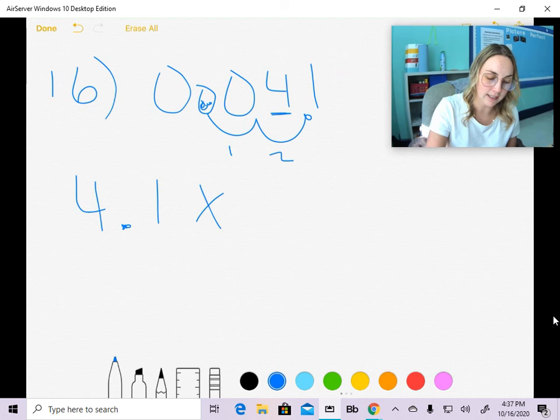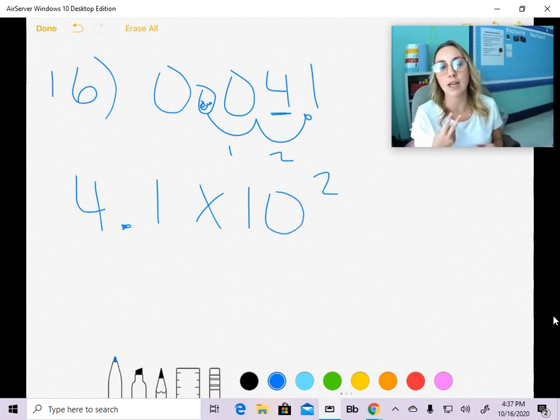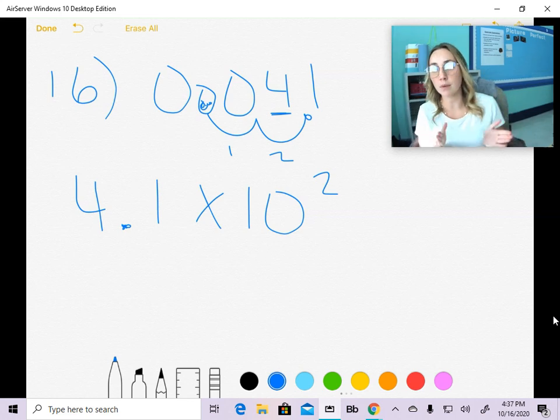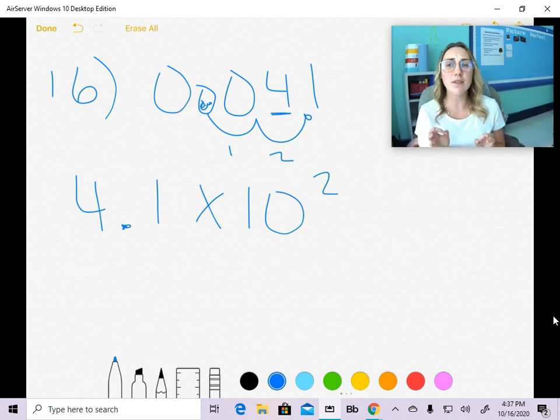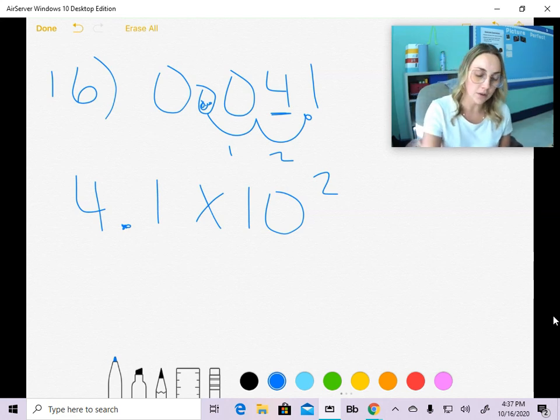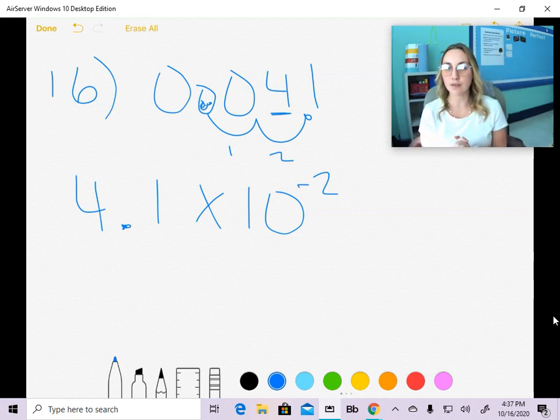Again, we moved the decimal 2 times. So we're going to multiply this by 10, and then we're going to put a 2 as the exponent because we moved it 2 times. But remember, this was a small number that we turned into scientific notation, and we moved the decimal to the right. So the exponent will be negative.